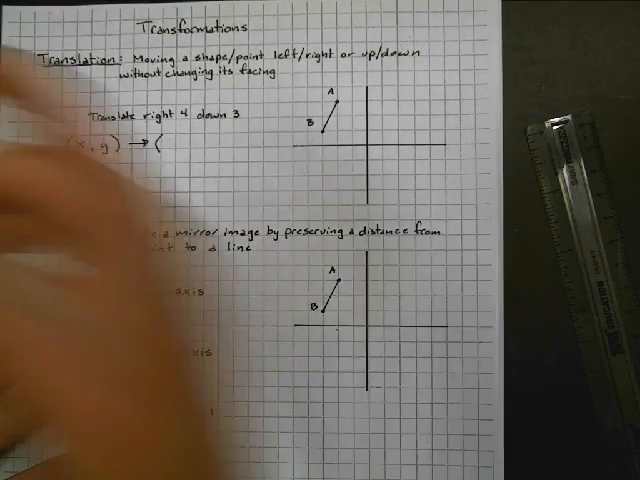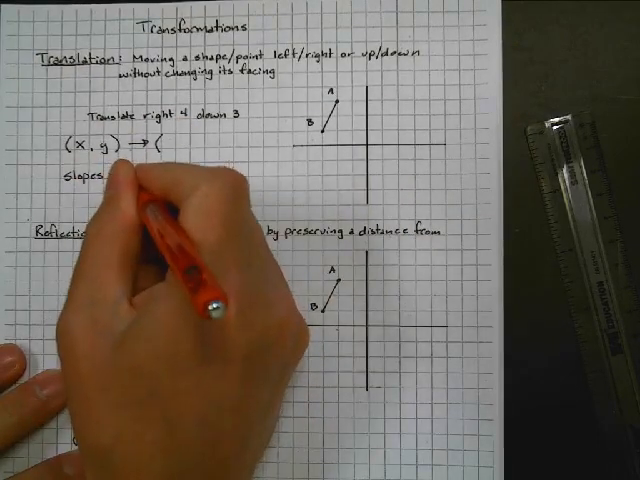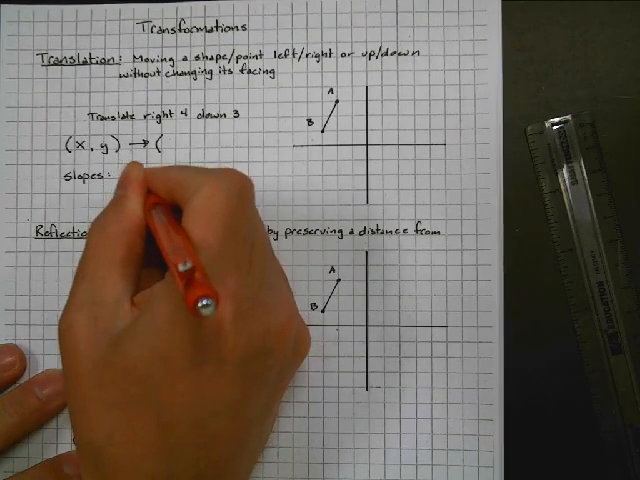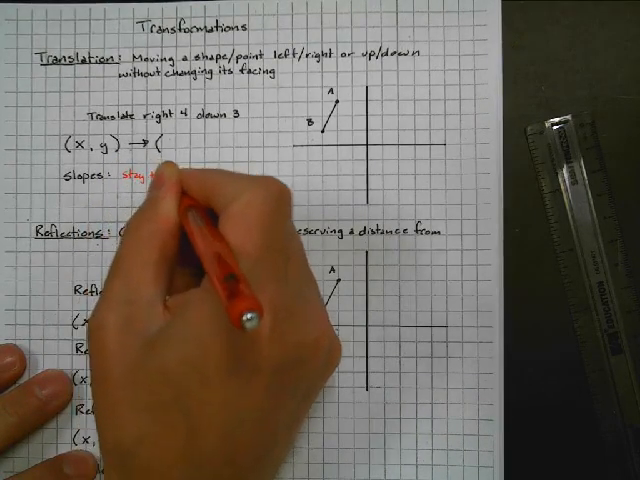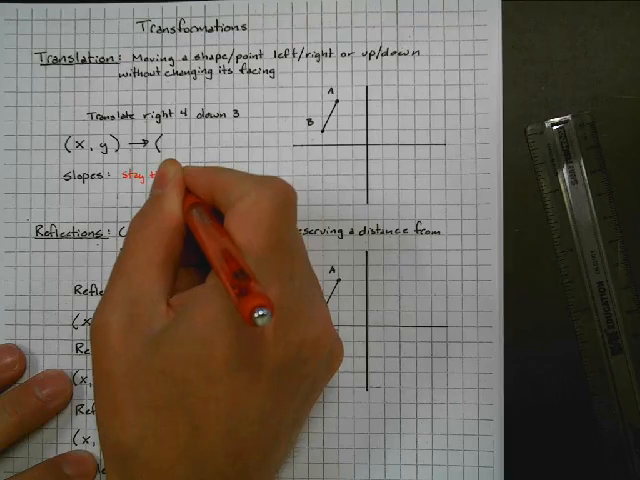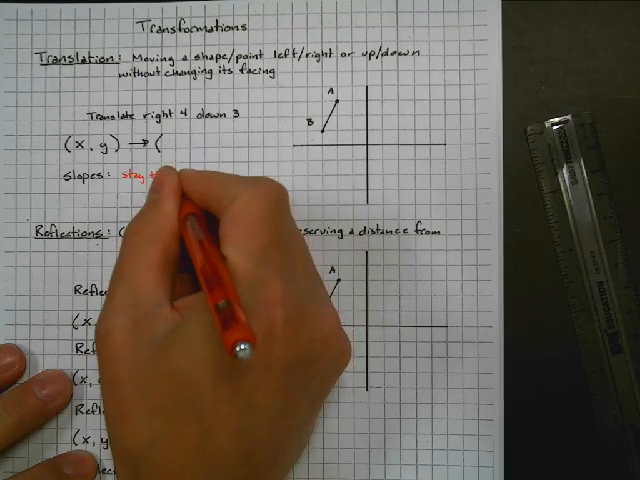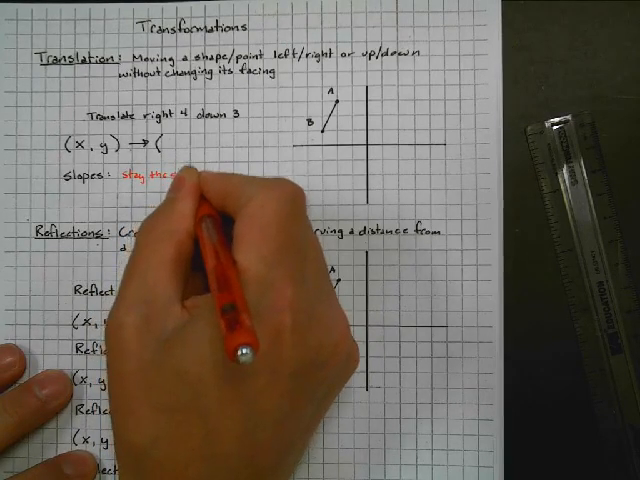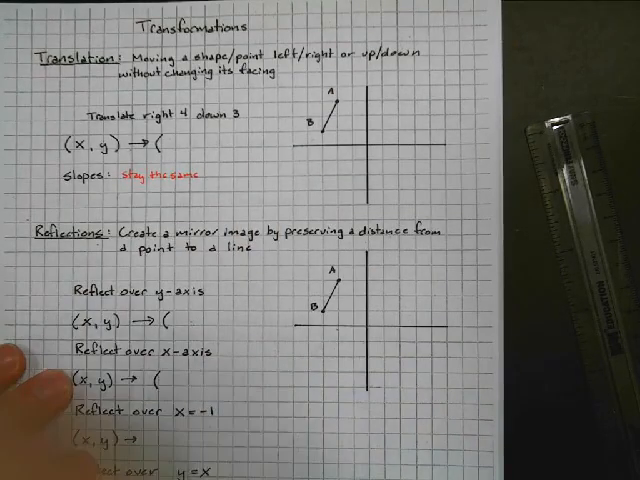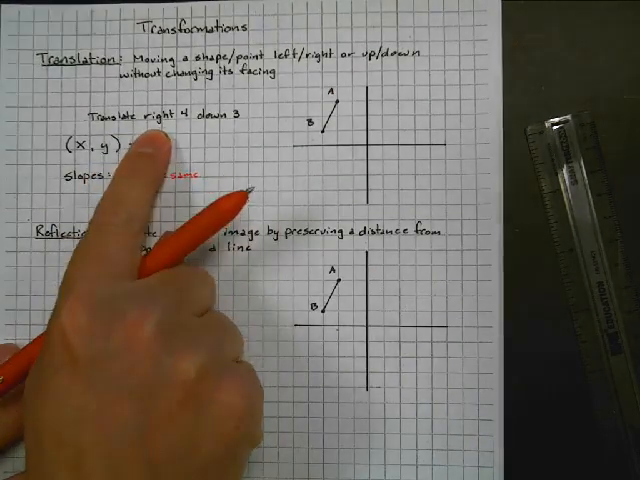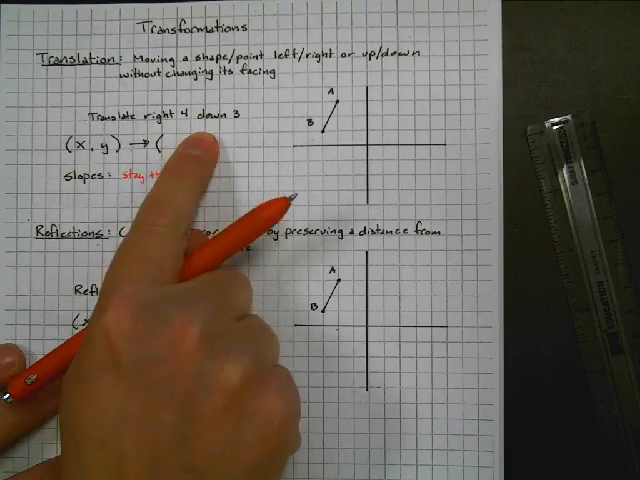Let's do red. There we go. So slopes are going to stay the same, because no matter how I move it, left or right, up or down, it's going to always stay facing the same direction. Now I've got a little problem here. I'm going to translate it right 4 and then down 3.